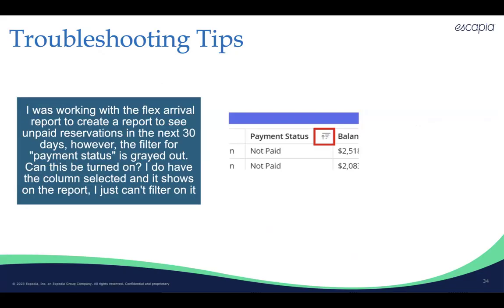Next, this was a very specific scenario we wanted to talk about, which was someone working with the Flex arrival report to create a report to see unpaid reservations in the next 30 days. However, the filter of payment status is grayed out. Can this be turned on? I do have the column selected and it shows on the report. I just can't filter on it.